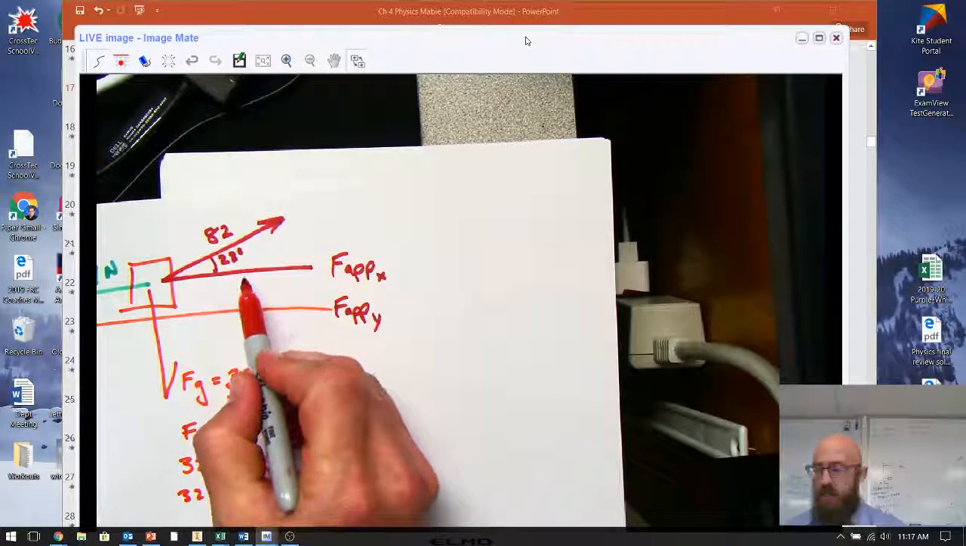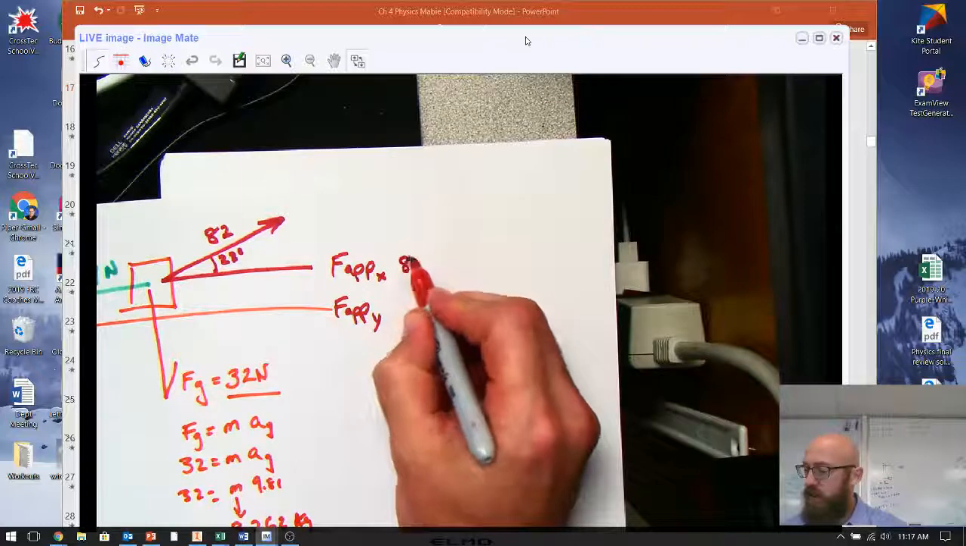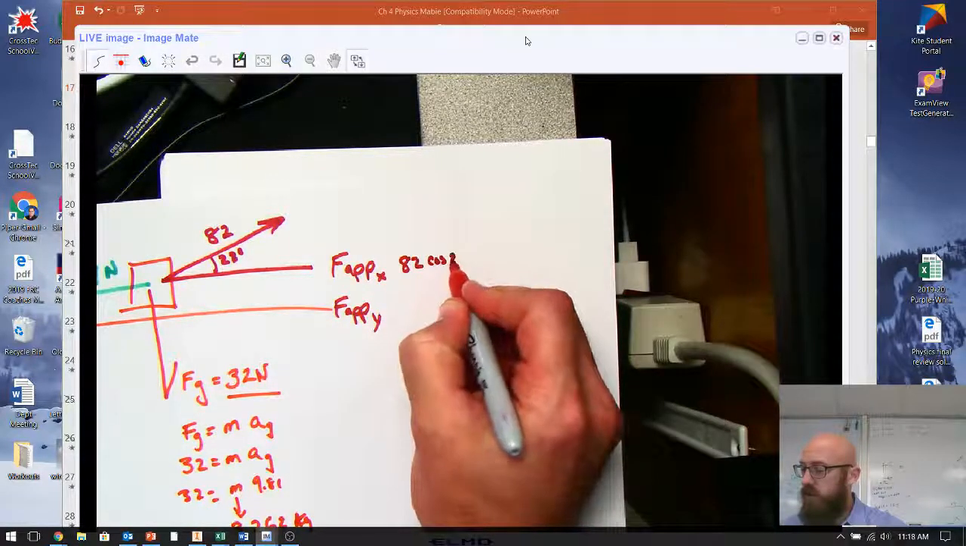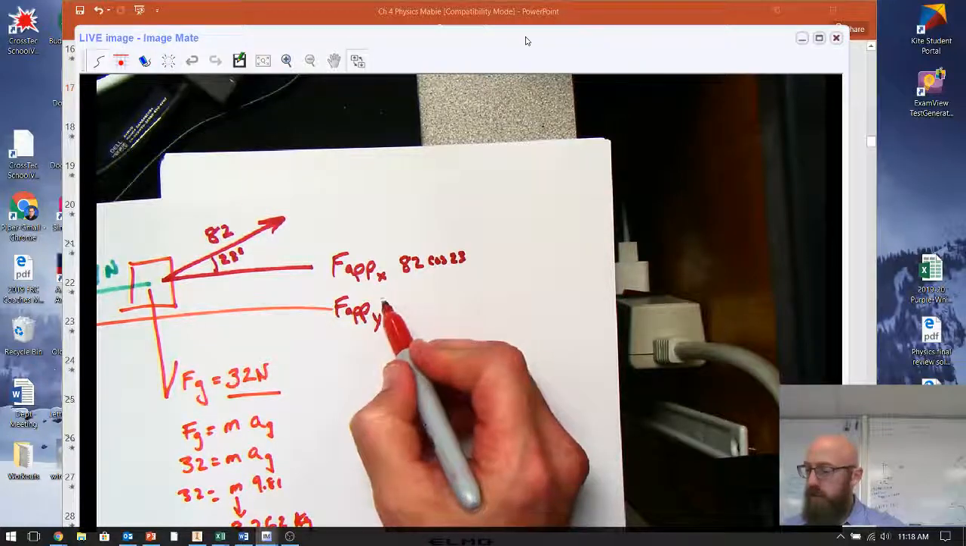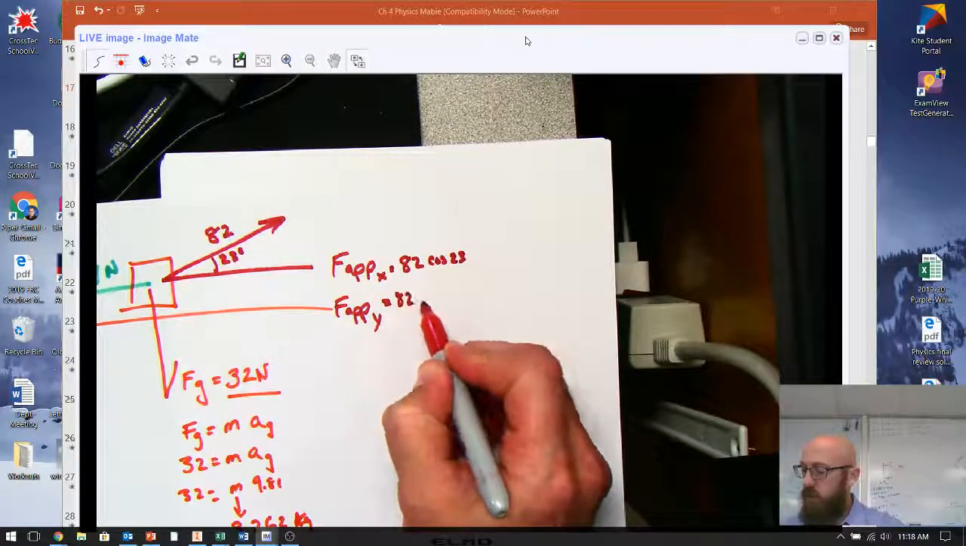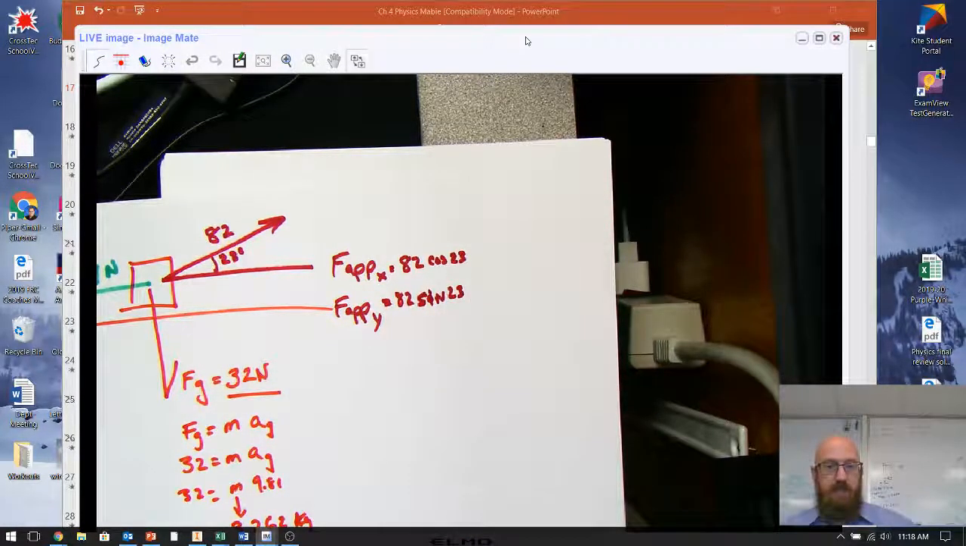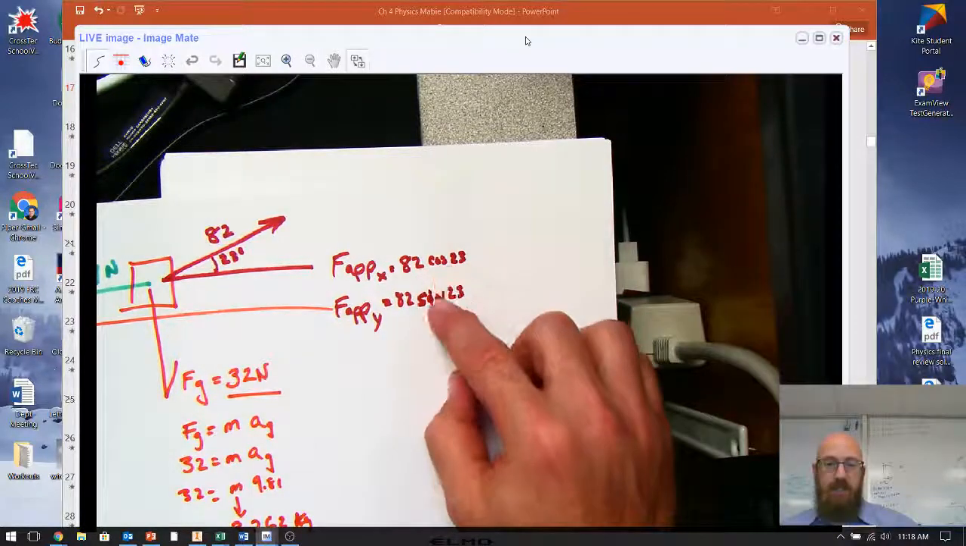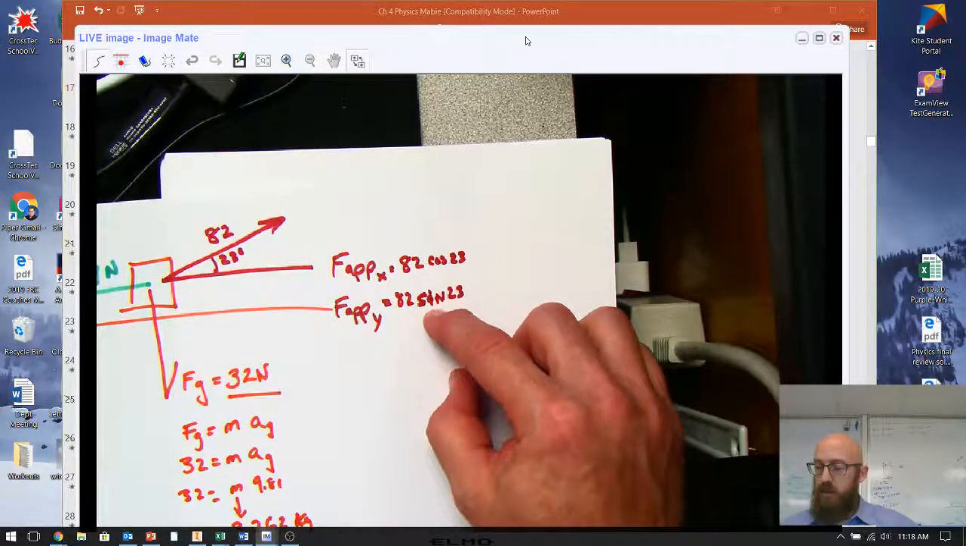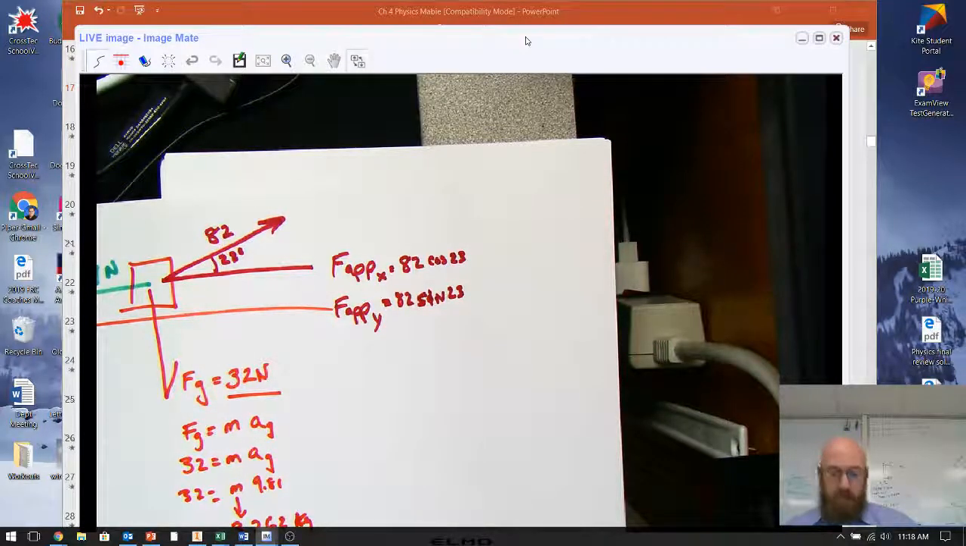Force applied X, in this case we're still dealing with this line, so it's 82 newtons times the cosine of 23. Force applied Y is 82 sine of 23. I almost messed that up because I sat there and looked at this one. These two should never match, meaning that should be cosine, that should be sine. If they're both the same thing, well, you made a mistake. So 82 times the cosine of 23 and 82 sine of 23. And how nice, someone switched my calculator mode to degrees.